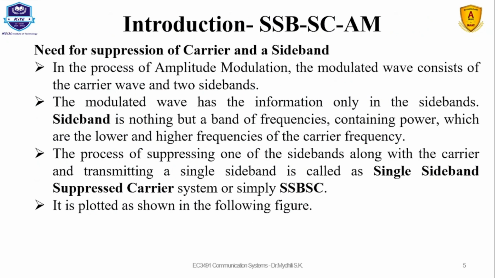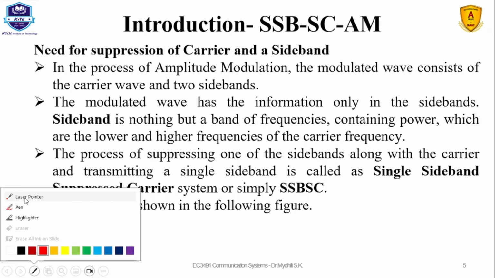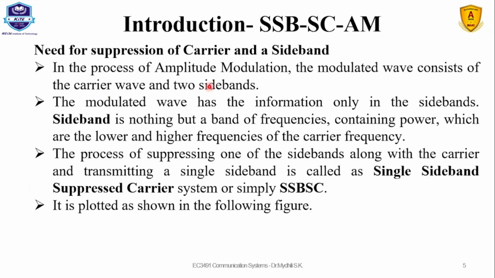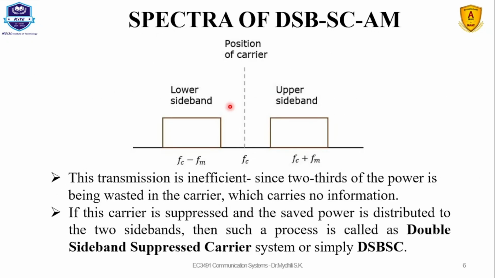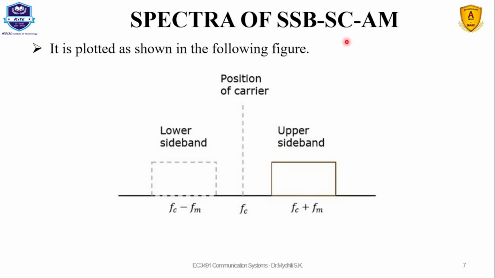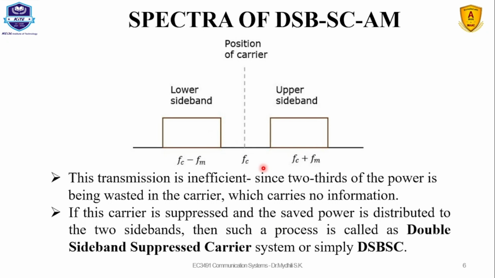So, introduction, single sideband suppressed carrier AM. Why we go for single sideband suppressed carrier AM is important. This is actually explained in the double sideband itself. We know three components are present here. In the first case, we have suppressed the carrier and only two sidebands are transmitted, in the case of double sideband suppressed carrier AM. Whereas in single sideband suppressed carrier AM, we are going to suppress one of the sidebands, because both the sidebands are present in the previous case. So if we suppress one of the sidebands, what will be the power calculation?